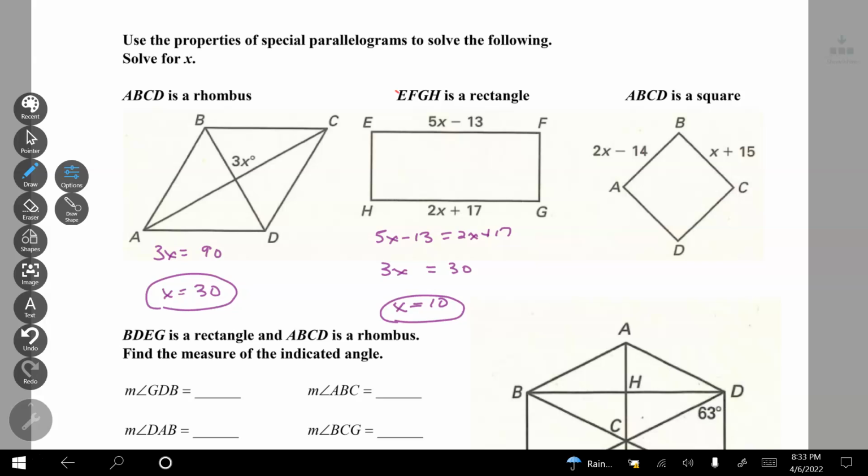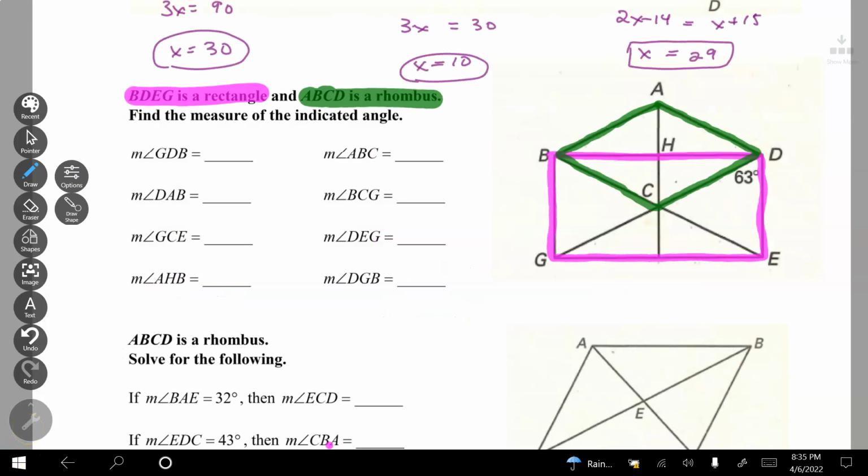And finally, this is a square. That means these two consecutive sides are equal to each other. So 2x minus 14 equals x plus 15. Bring over the x, I get 1x. Add over the 14, I get 29. X equals 29.